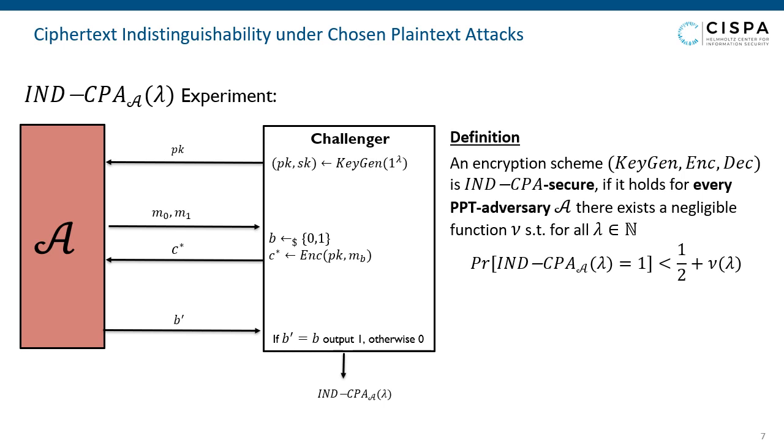And of course, now the security definition with respect to this experiment is: we say an encryption scheme (KeyGen, Enc, Dec) is IND-CPA secure, or has indistinguishable ciphertexts under chosen plaintext attacks, if it holds for every PPT adversary A that there is a negligible function nu such that for all security parameters it holds that the probability that the adversary wins the IND-CPA experiment, or the probability that IND-CPA of index A of the security parameter outputs 1, is at most 1/2 plus nu of the security parameter.